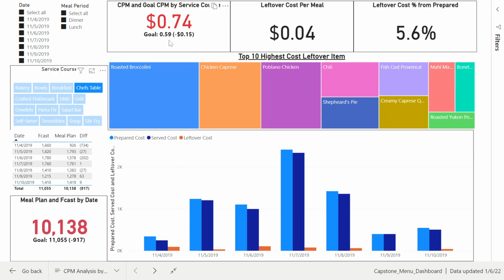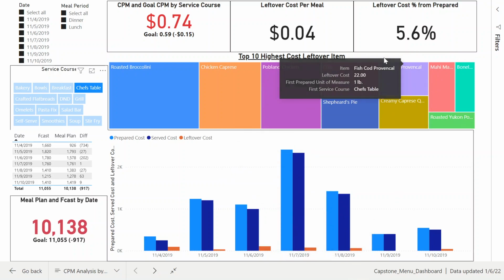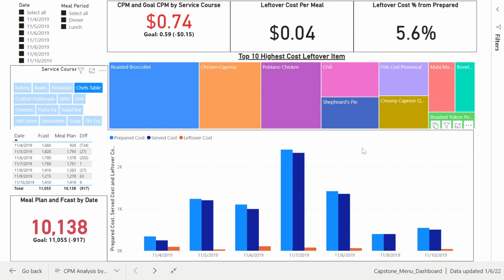That figure is highly analyzed, and really the best way to quantify production performance in large dining halls like this, when you're serving such a varied menu. We also have our leftover cost per meal. That is our leftover amount divided by the number of customers we're doing, and then our leftover cost from a prepared cost. So we have our leftover costs measured against our prepared costs at 5.6% in this instance.